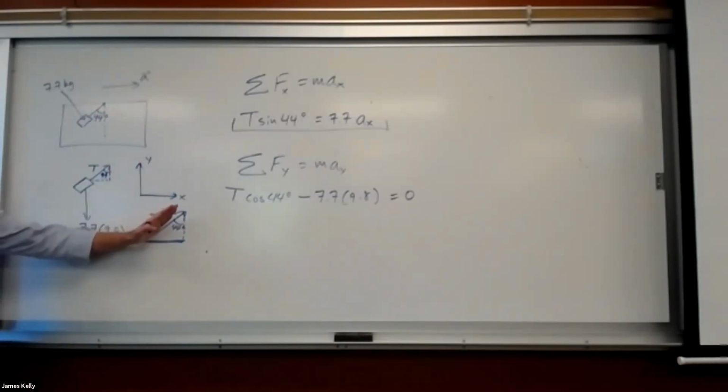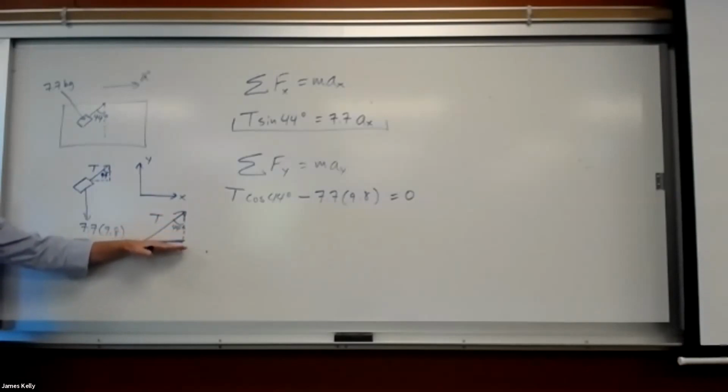How do I get from the hypotenuse to that side? I go across the angle. And whenever I go across the angle, I multiply by the sine of the angle.